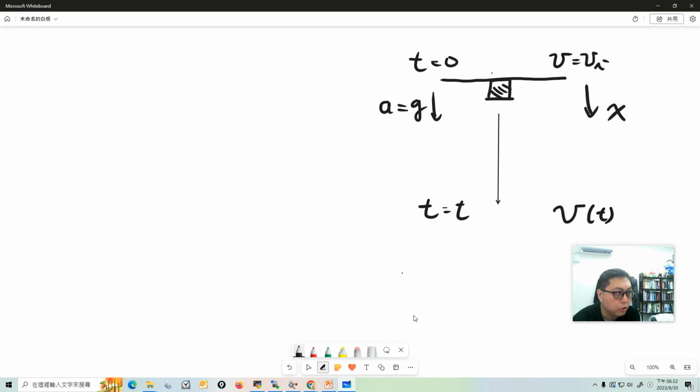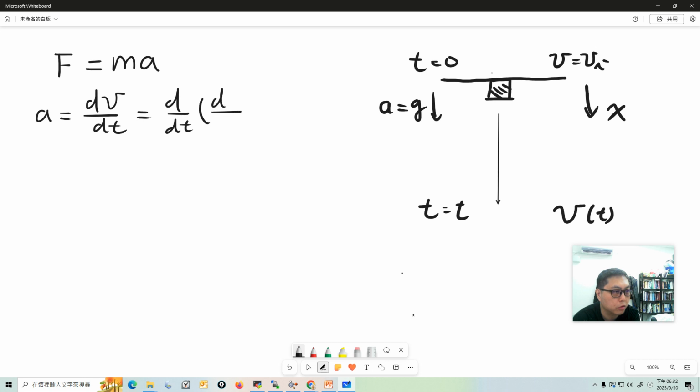Newton's second law says F equals ma. For the simple case, F equals ma, and a is the derivative of velocity with respect to t, and v is also the derivative of position. So it finally becomes the second derivative of the position.